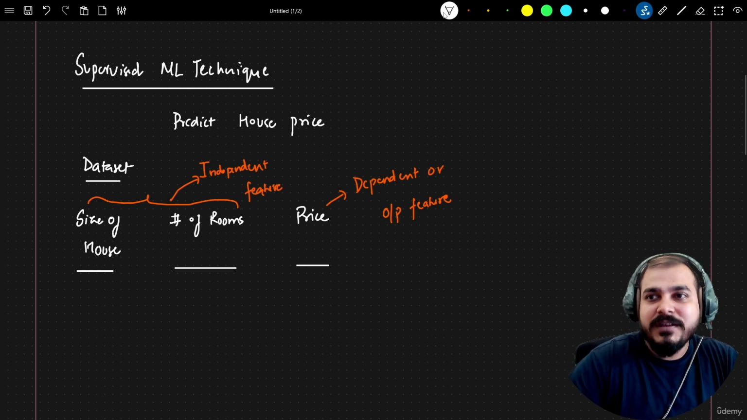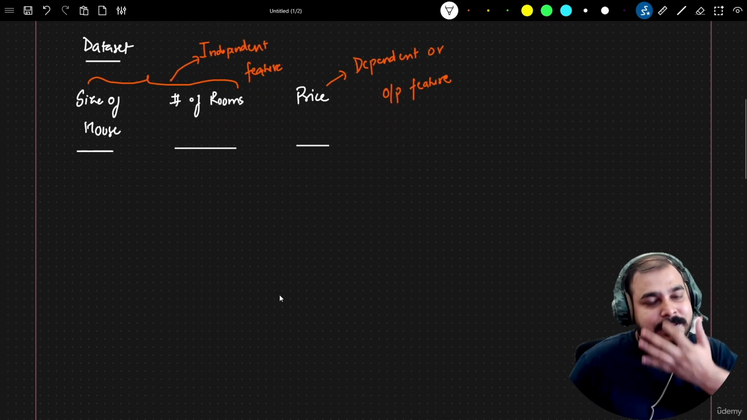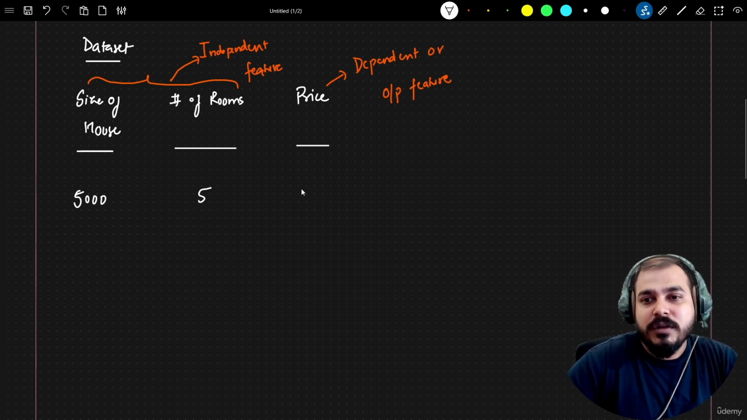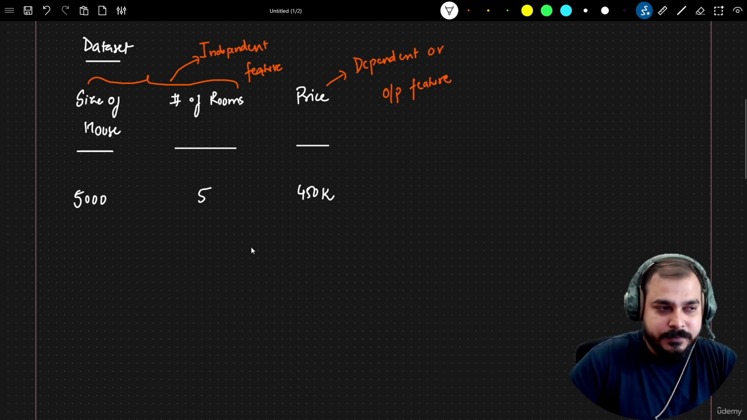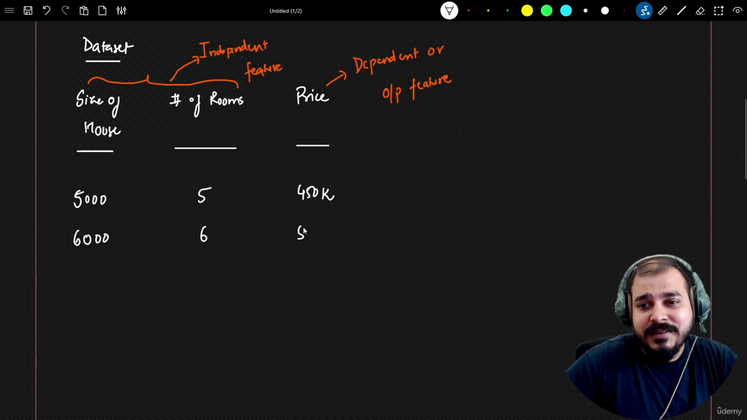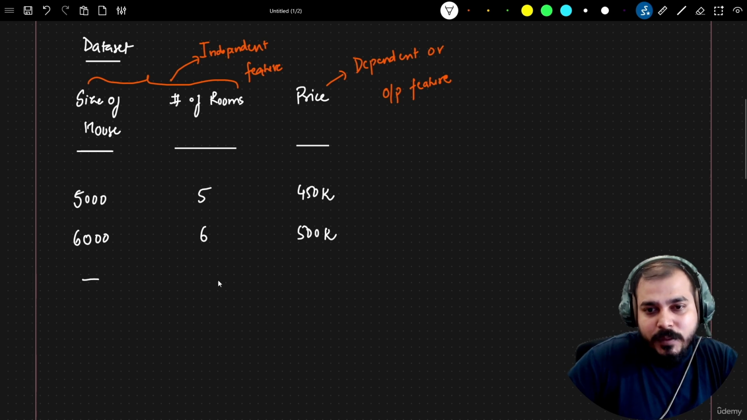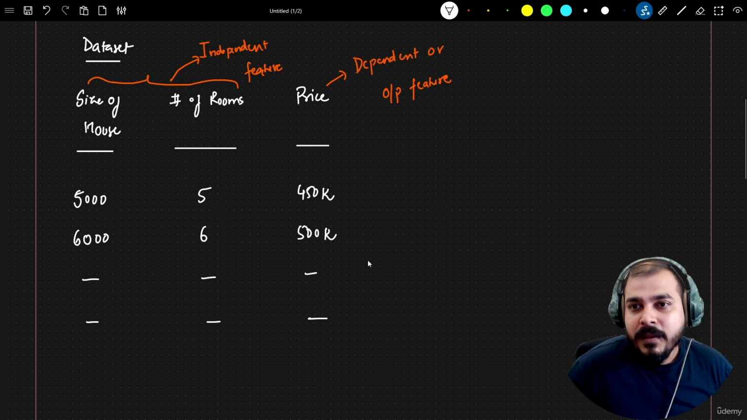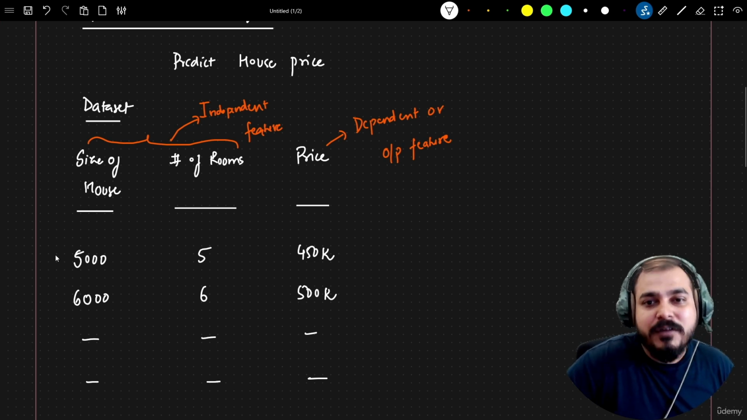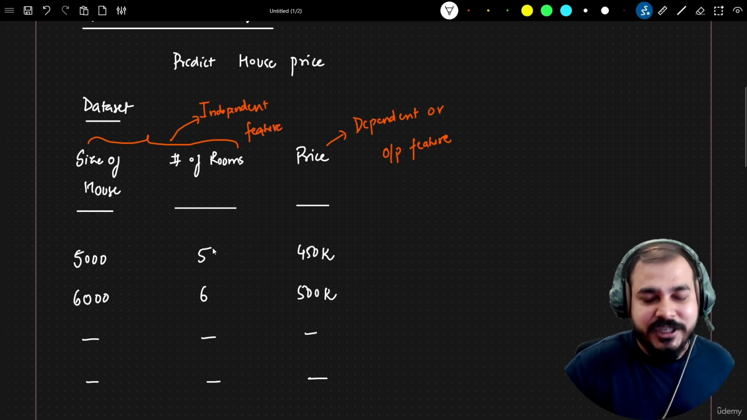Now let me give you some data points as an example. Let's say that the size of the house is 5,000 square feet and the number of rooms is 5. So the price of the house will be $450K. Similarly, let's say the size of the house is 6,000 square feet and the number of rooms is 6, then this will become $500K. Like this, you will have a lot of data points and this will basically be your data set. In short, this feature is called the dependent or output feature because this value keeps on changing as the input value, or your independent feature, changes.